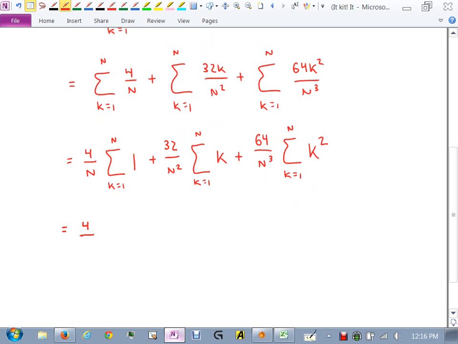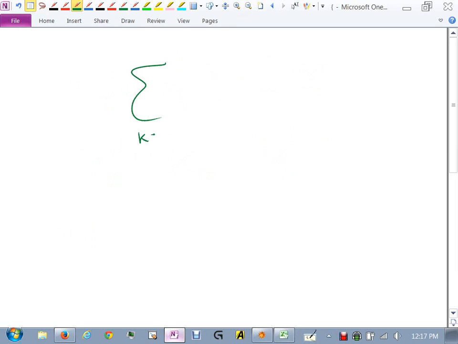I have 4 over n times, what is the sum k equals 1 to n of 1? So what I'm supposed to do is start with k being 1, and write down, on a new page, sum k equals 1 to n of 1. First, let k be 1, and what do I write down? 1. Now plus, let k be 2. 1. Let k be 3. 1. Let k be 4. When do I stop? When I've done it n times.